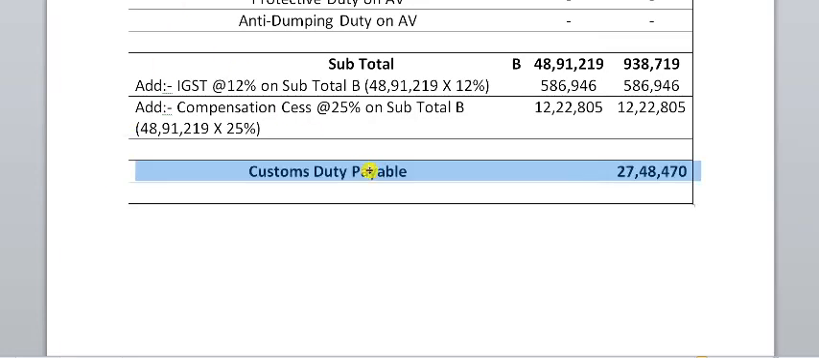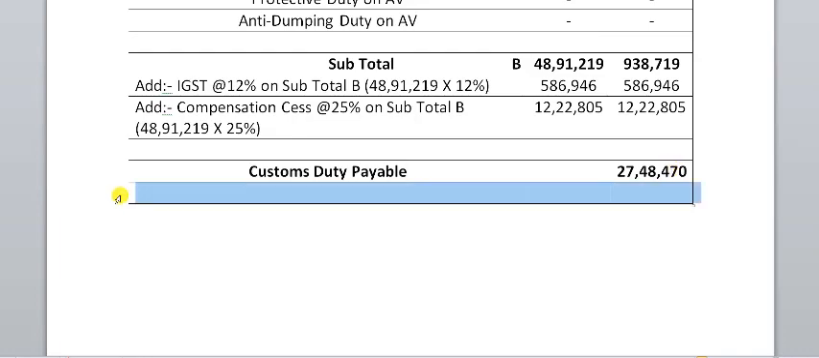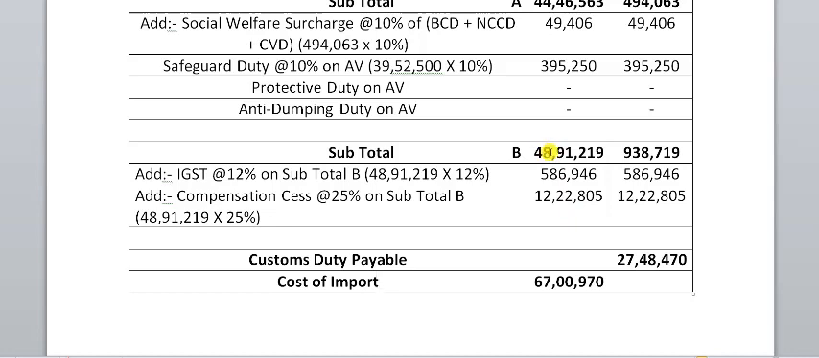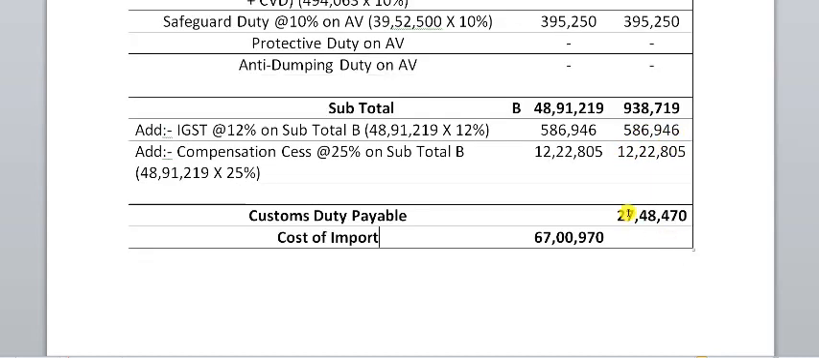Now you will get customs duty payable 27,48,470, and also cost of import. Once you add this, 48,91,219 plus 5,86,946 plus 12,22,805, you will get 67,970. Same way, 9,38,719 plus 5,86,946 plus 12,22,805, you will get 27,48,470.